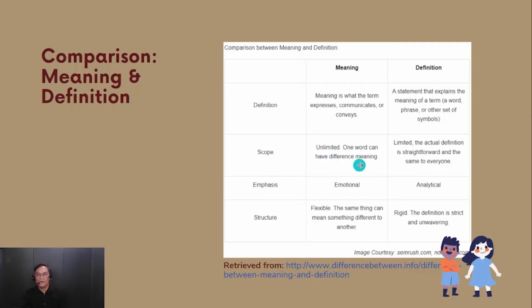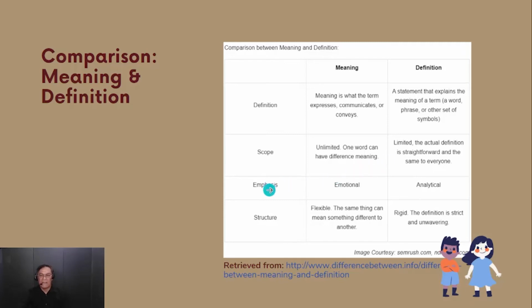So under scope, we see that meaning is unlimited. One word can have different meanings. So it conforms to my explanation a while ago, that when we say something is subjective, it has a wider scope. In fact, we can say that this is endless, because to give meaning to something is an endless process, and for that reason, you will not be able to make it definite. All right. Now, with regard to definition, in terms of scope, it is limited. The actual definition is straightforward and the same to everyone. No? So it is objective. Unlike when we say subjective, it is different to everyone, because everyone is entitled to his or her own opinion.